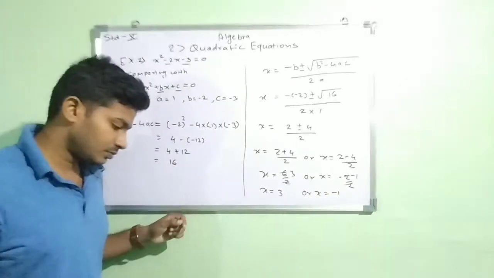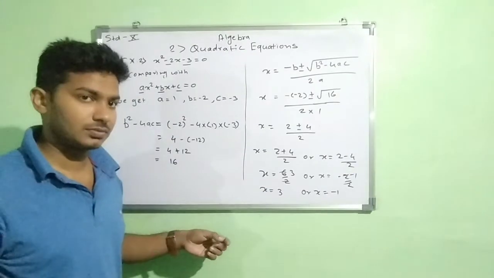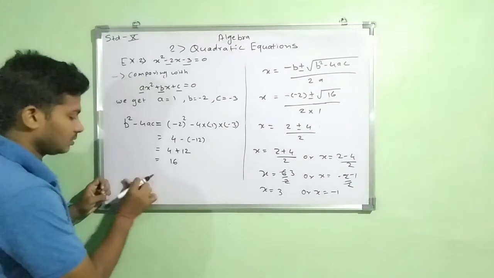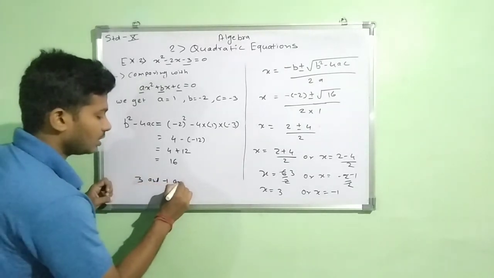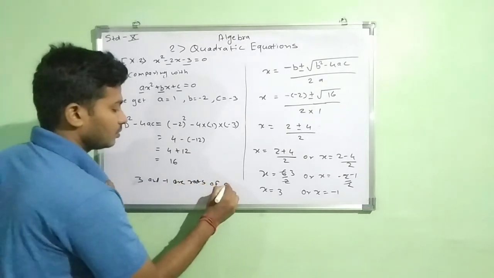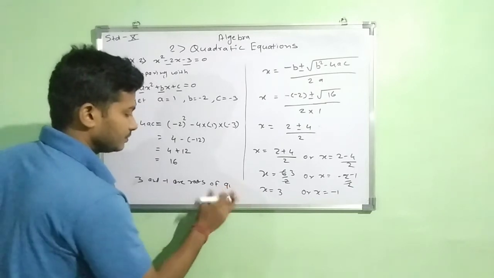So we got the value of x as 3 and the value of x as minus 1. So 3 and minus 1 are roots of the given quadratic equation. Okay.